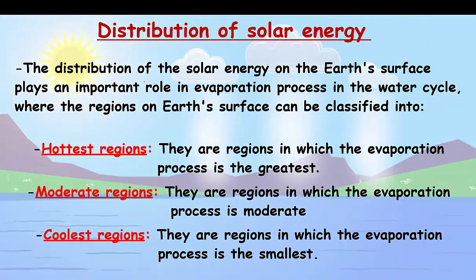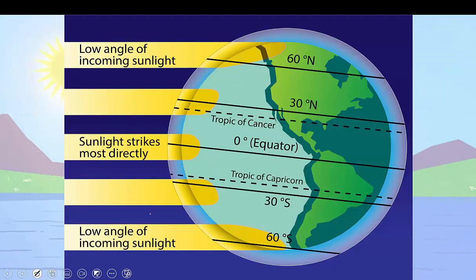Here we distribute solar energy into hottest regions, moderate regions, and coldest regions. Hottest region is where the sunlight strikes directly as at the equator, and coldest region is where the sunlight comes to the Earth at a low angle as at the North Pole and South Pole. Between them, the Tropic of Cancer and the Tropic of Capricorn, we call these moderate regions.